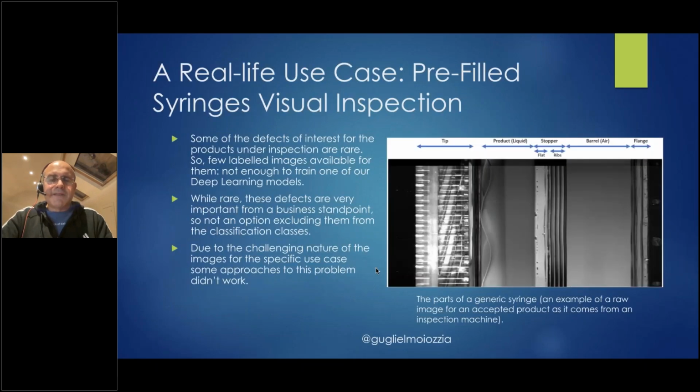Yeah, so here I put also some labels on the previous images, so you can have an idea of what you're seeing in those images. So you can see the different parts of this syringe. These images are quite hard to understand because, as I mentioned, these inspection machines have multiple cameras.